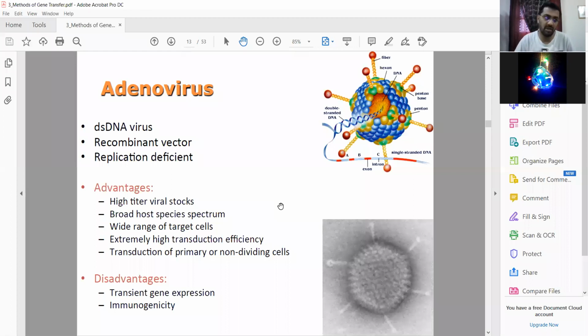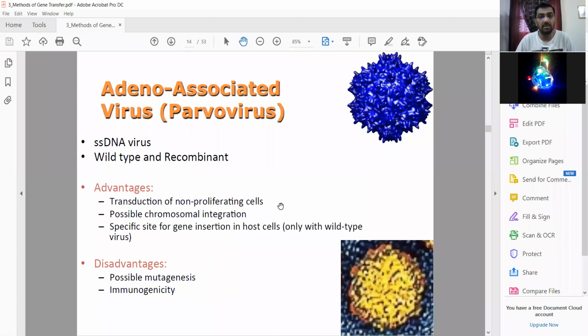Next is Adeno-Associated viruses or Parvovirus. Again, you see the structure. These are small viruses, almost 40 to 50 nanometer in size, and they are single-stranded viruses. They could be divided into wild type and recombinant types of these adeno-associated viruses. The wild types are normally not reported to be disease-causing, and that's why in some experiments scientists have used the wild type. But the biggest benefit of this adeno-associated virus is the site-specific integration in the host cells.